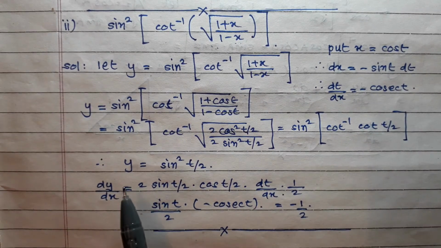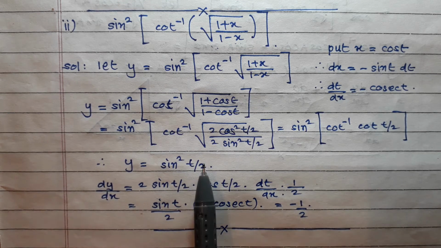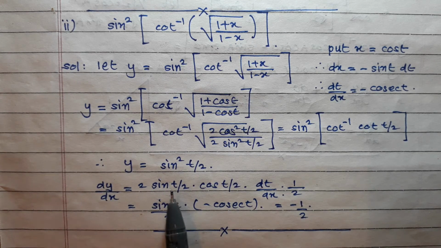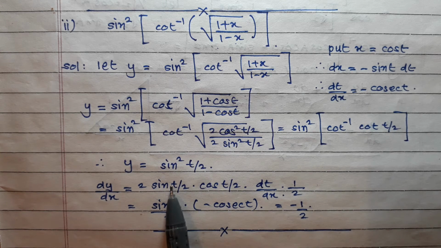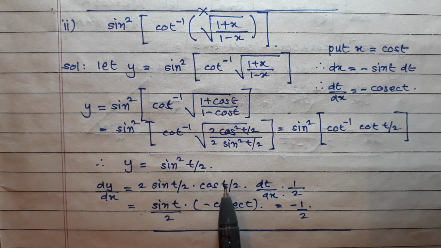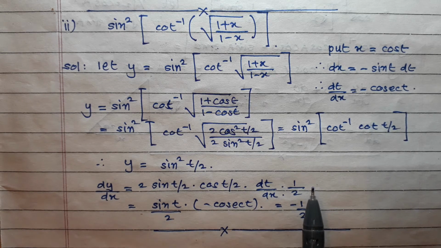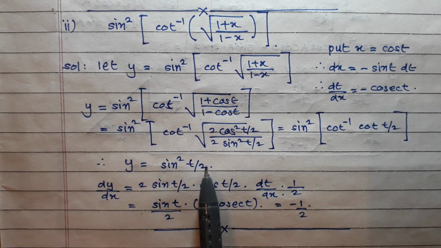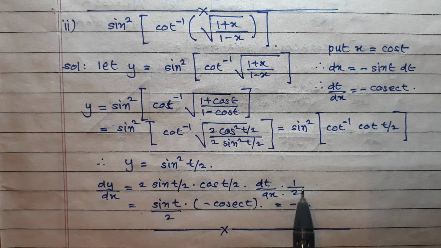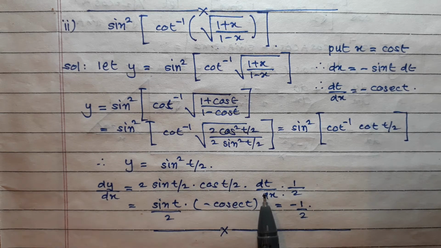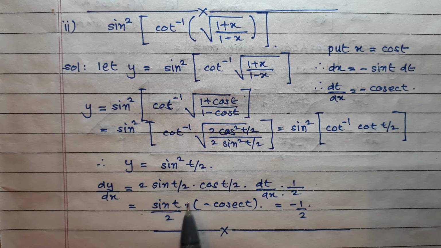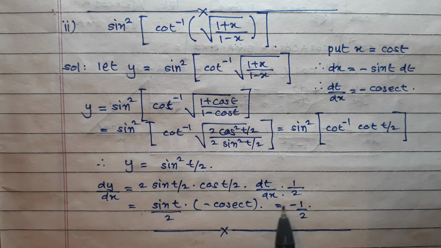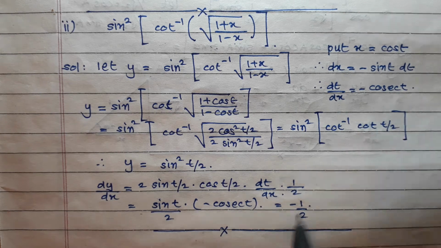Okay. So dy/dx is equal to the derivative of this: 2 sin t upon 2, and the derivative of sine is cos t upon 2, into dt/dx, into 1 upon 2, because the derivative of t upon 2 is equal to 1 upon 2. Okay, and it is equal to sin t upon 2 into minus cosec t, and if you substitute, it is equal to minus 1 upon 2.